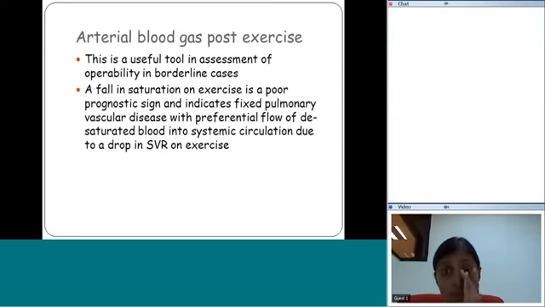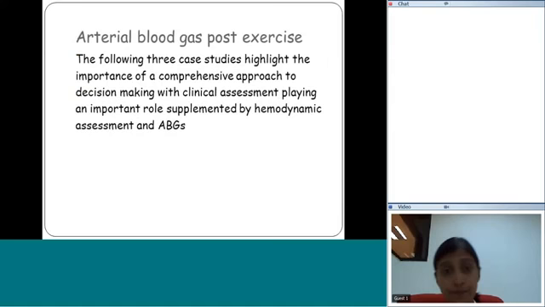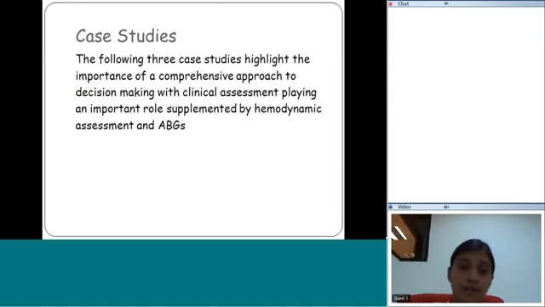Now I have some case studies. Let me just look at the time. Okay, we have another 15-20 minutes. The whole point of the case studies is to highlight the importance of following a comprehensive approach. So if you just do a cath and just hemodynamics, and you don't examine the patient, you don't do an ECG, you don't do an X-ray, the information you get from the cath is zero. Okay, there's no point doing a cath like that.